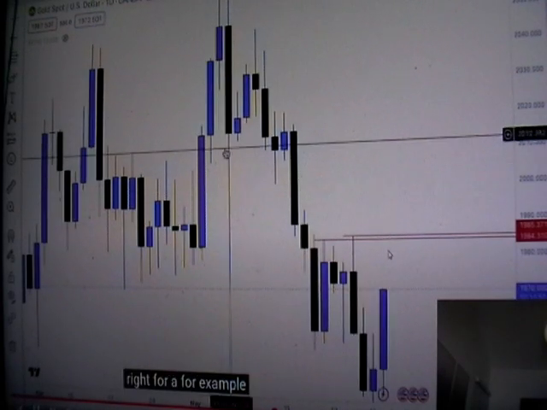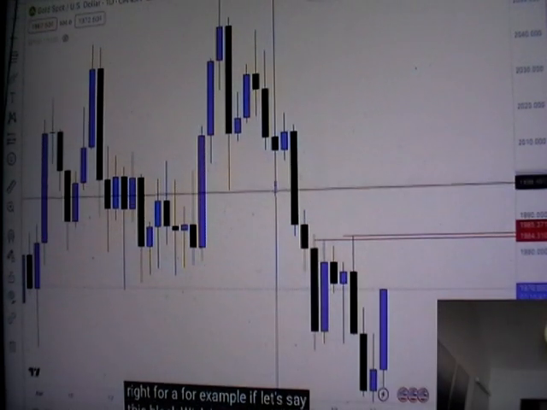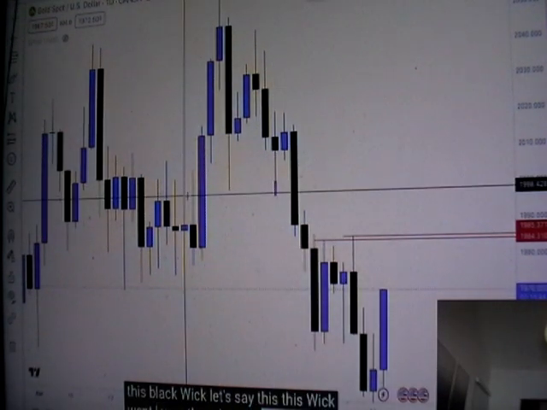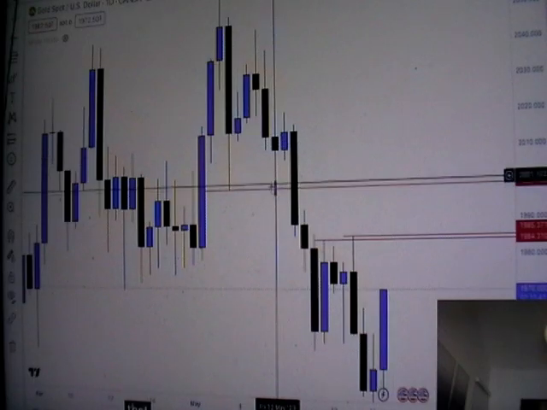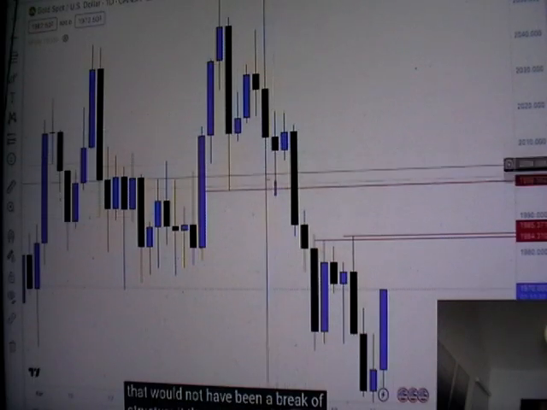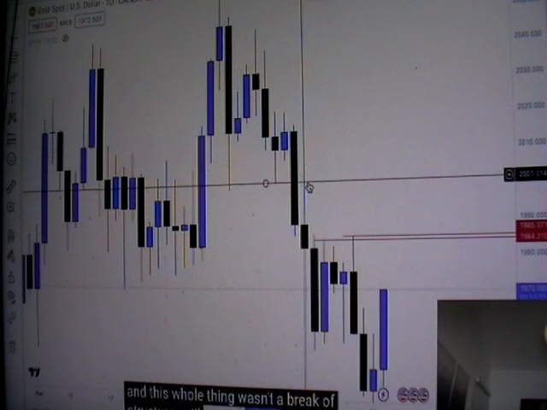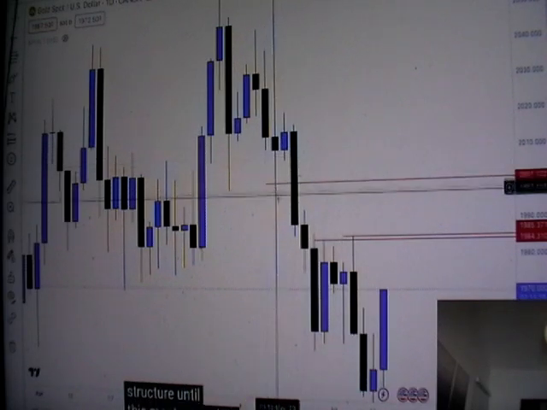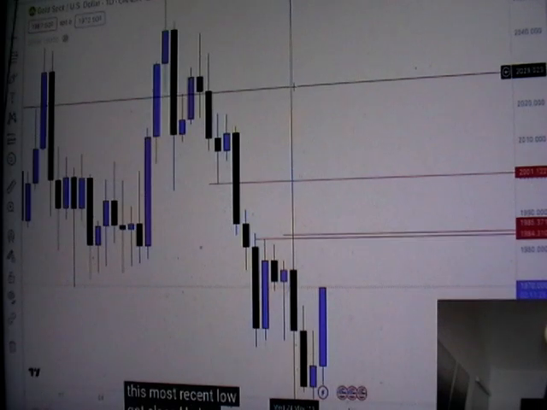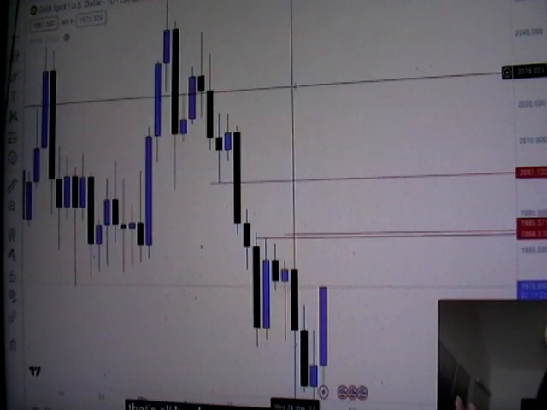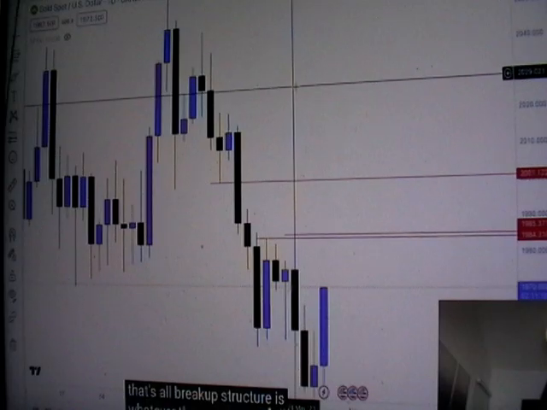Right? For example, if let's say this black wick went lower than this low, that would not have been a break of structure. That would not have been a break of structure, and this whole thing wasn't a break of structure until this most recent low got closed below. That's all break of structure is. Whatever the most recent. Okay, ready?